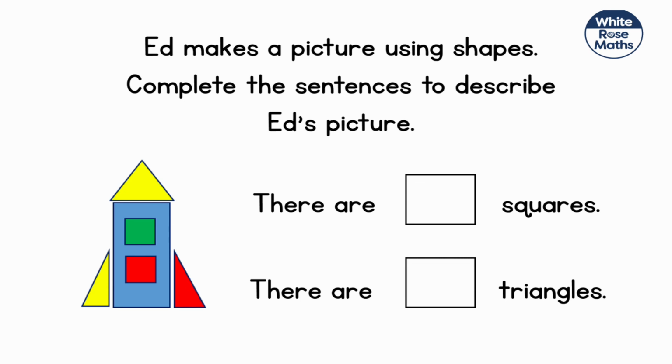Ed makes a picture using these shapes. Complete the sentences to describe Ed's picture. There are 2 squares, and there are 3 triangles.